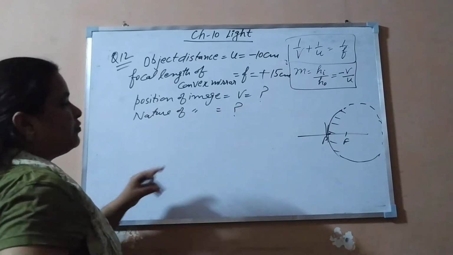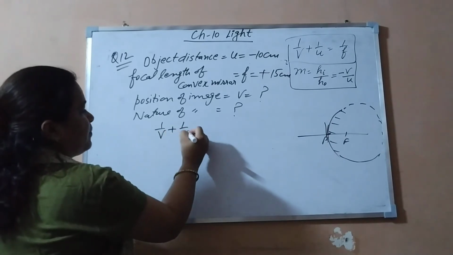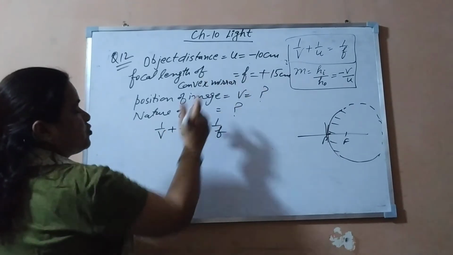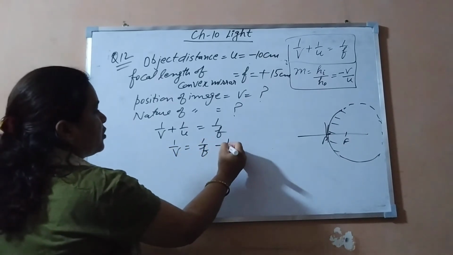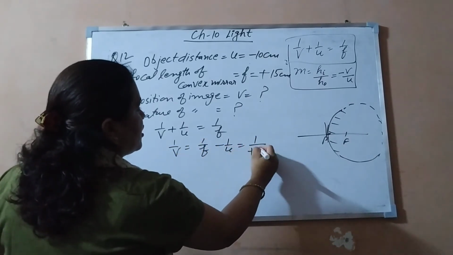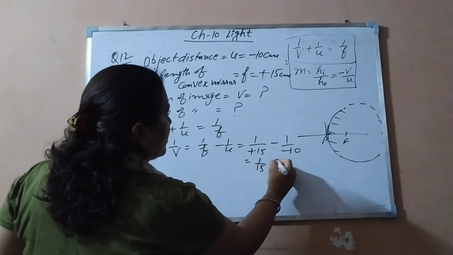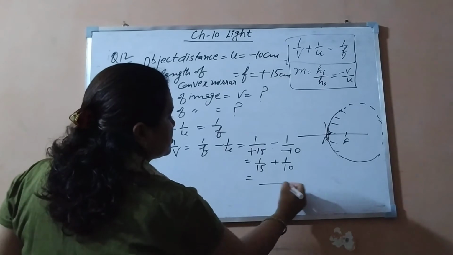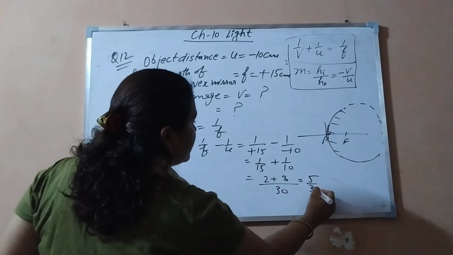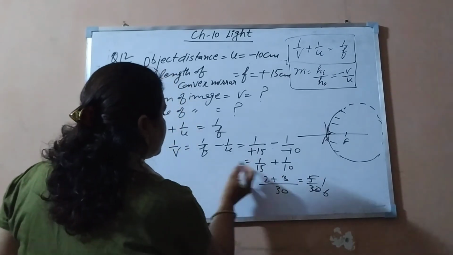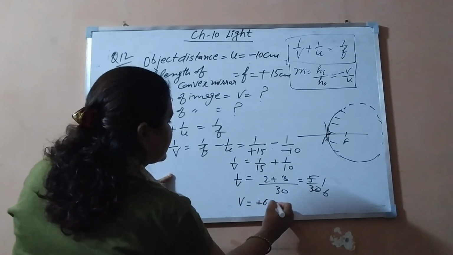So what will we do? We will use the mirror formula. What is the mirror formula? 1 by v plus 1 by u is 1 by f. Substitute the values. We have to calculate 1 by v. So first let us transfer u here. Now put the values. Plus 1 by 15 minus 1 upon minus 10. This will become plus 1 by 10. So what will you get? 30 is the LCM. 2 plus 3, you will get 5 by 30, that is 1 by 6. So what we have got is 1 by v, so v becomes plus 6 centimeter.